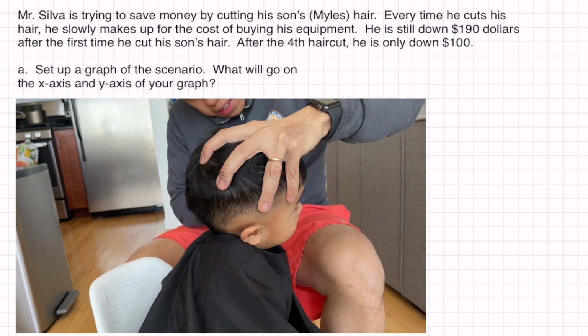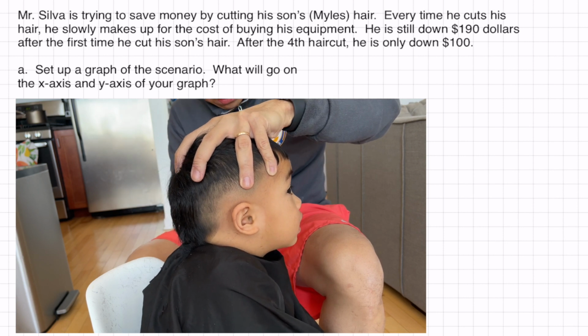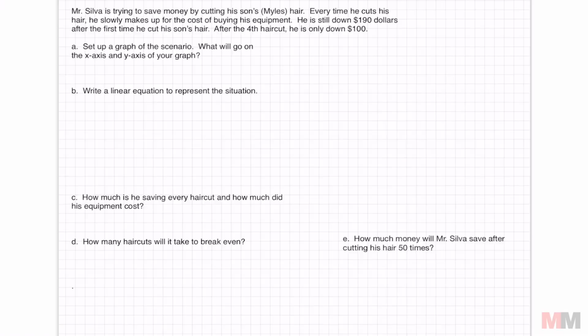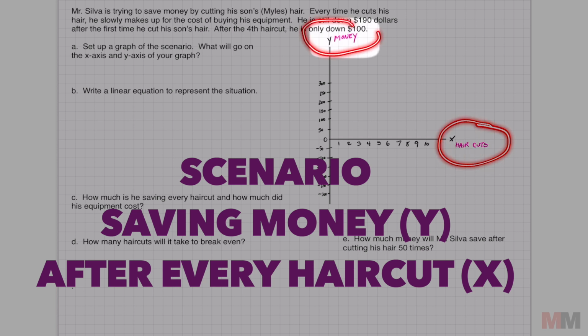Question A. Set up a graph of the scenario. What will go on the x-axis and y-axis of your graph? I mean, we are in point of time 2022 where inflation is crazy, so I gotta save some money. The scenario is talking about money saved after every haircut, where X is my haircuts and Y is my money. So if you want to pause the video and copy the graph down if you're following along, do so.